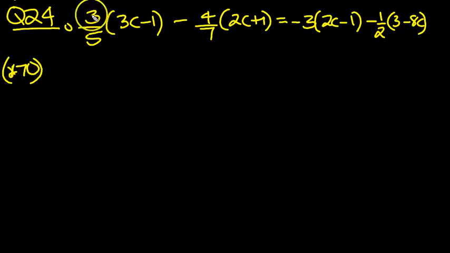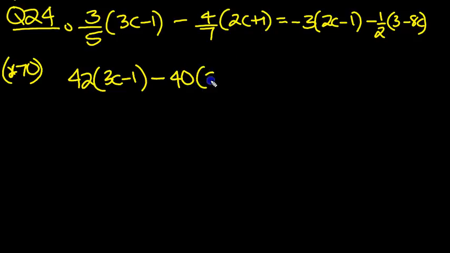So 70 of these, well, 5's going to 70 14 times. So there's 14 threes, which is 42 of 3c minus 1. 70 of these, for this one then, the 7 goes into 70 10 times, so it's effectively times in by 10. So that'll be minus 40, won't it? 2c plus 1, because 10 times 4 is 40.